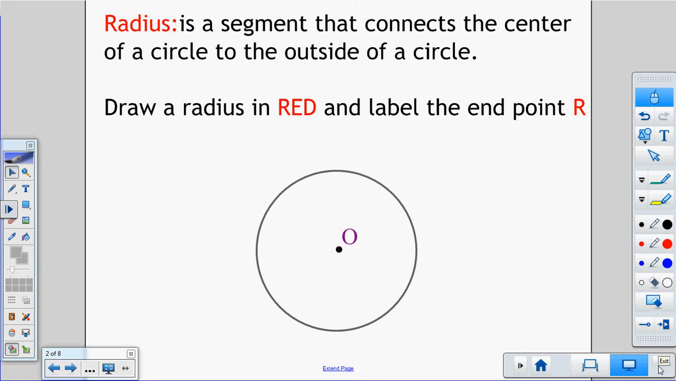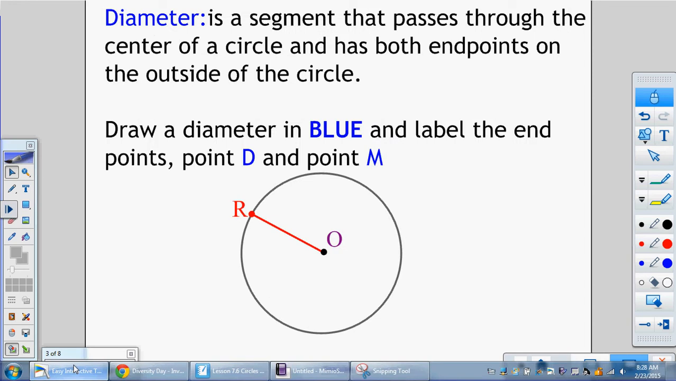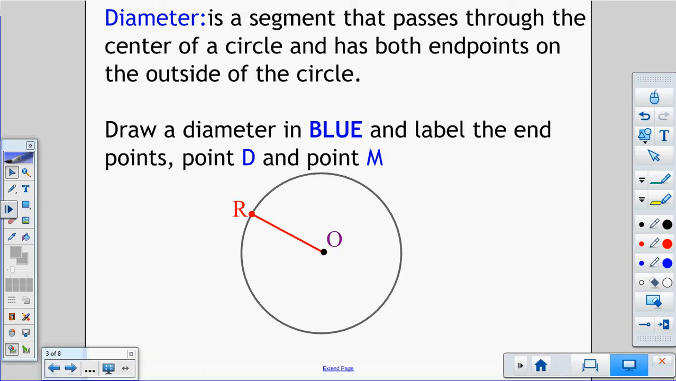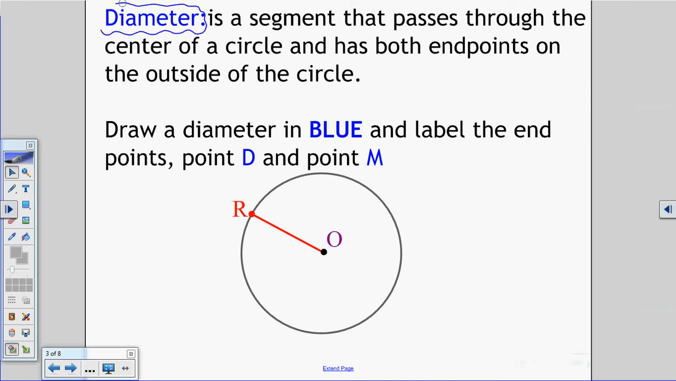Okay, now next one is diameter. So you already have your radius in, okay? Now you need to write down diameter. A diameter is a segment that passes through the center of a circle and has both endpoints on the outside. So you can start anywhere you want around this circle. I could start here, here, here, here, doesn't matter. But you have to go through the center, and then you have to end on the outside. So this is the diameter. So add that to your circle that you've already written in your notes.